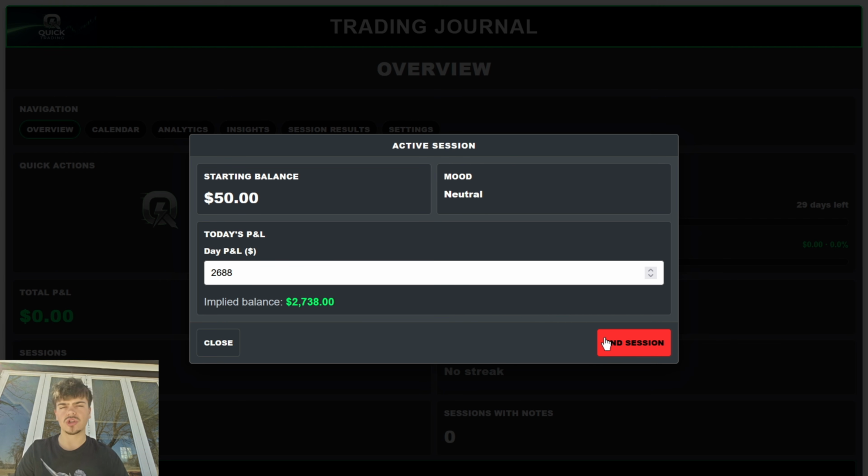If you are not tracking your trades, you're not tracking how much money you're making, and not identifying whether you're on a winning streak or a losing streak and being accountable towards that, once again, you're never going to become profitable. But here we go, $2,688 was made this session, so we can go and end it.